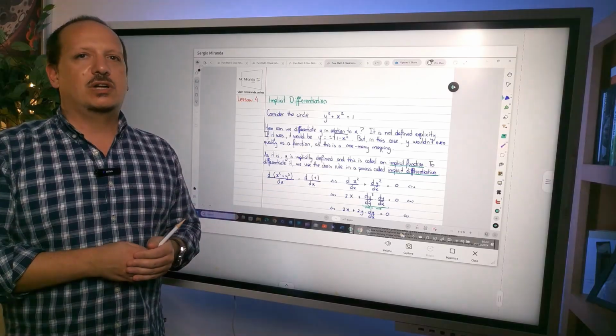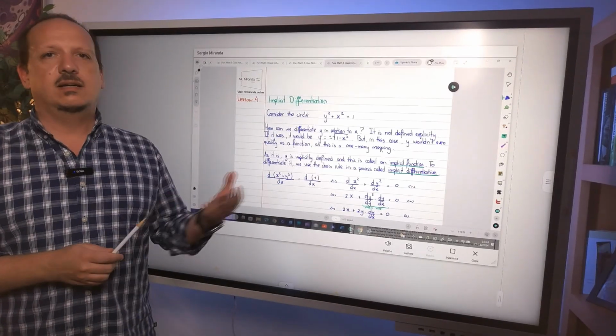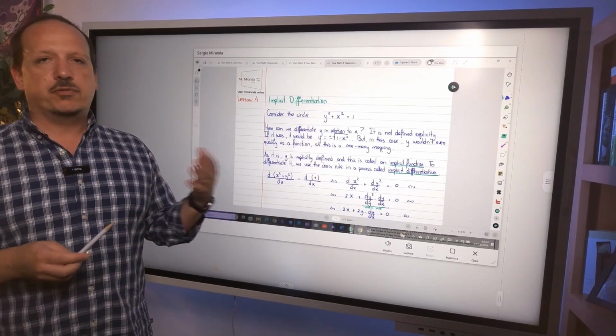So here you have 3 examples that use implicit differentiation to calculate the same type of stuff that you were calculating already last year, like maximum, minimum, points of inflection, etc.